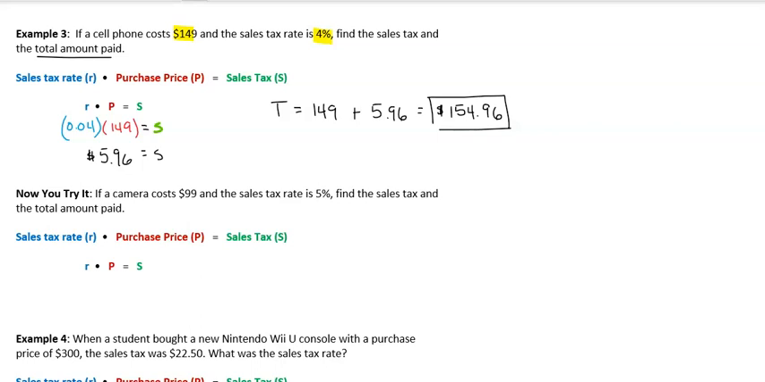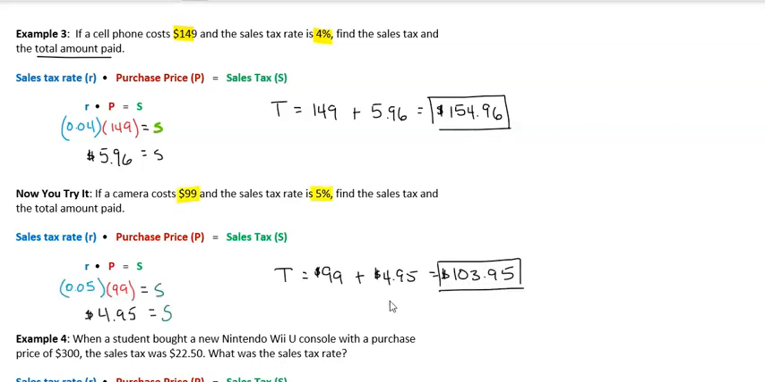All right, so now you try it. This one's a camera and a sales tax rate of 5%. Give it a shot and then come back and take a look at the answer. Okay, so we have the answer here. The sales tax rate was 5%, so you change it to 0.05. Times $99 is $4.95. That's the sales tax. The total is going to be 99 plus 4.95 for $103.95.